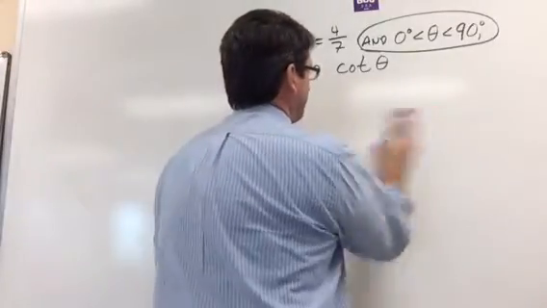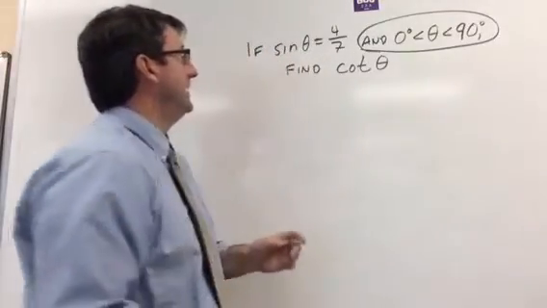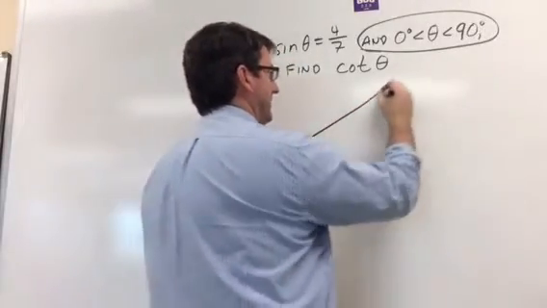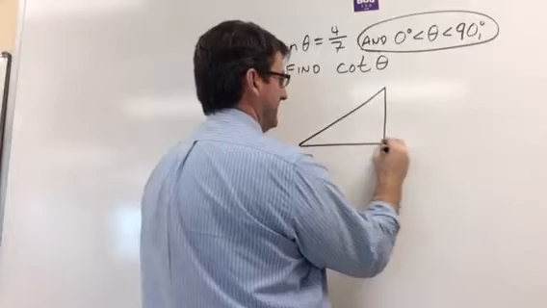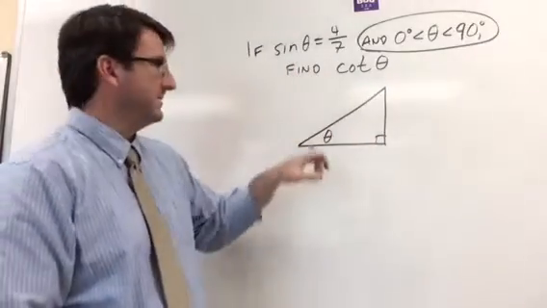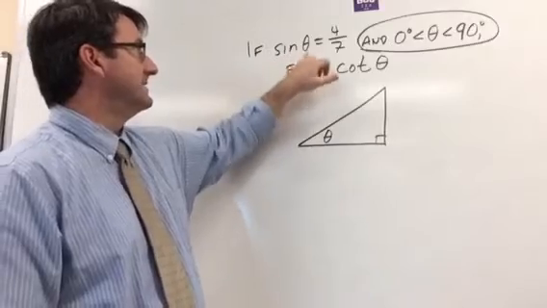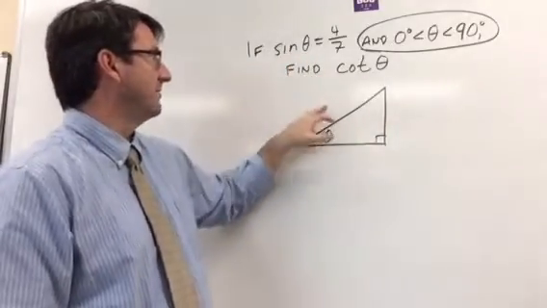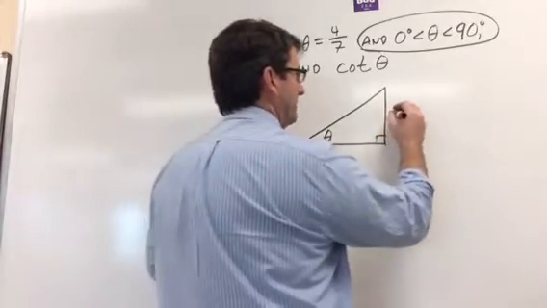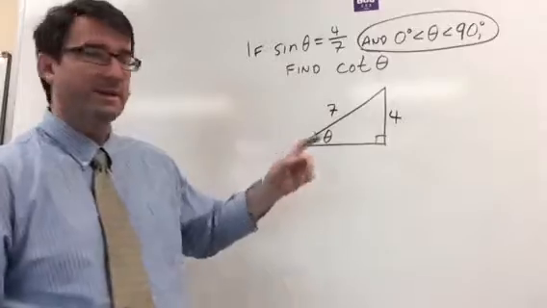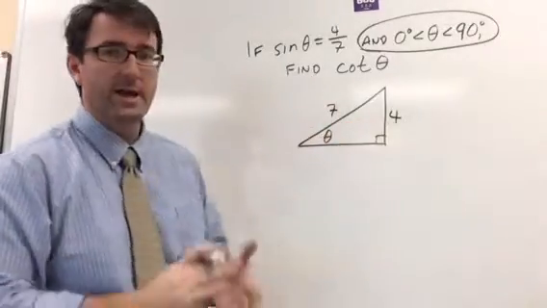All right. So the easiest way that I found to do this is to draw our little right triangle here and call this angle theta. So if this is angle theta and sine of theta is 4 over 7, remember sine is opposite over hypotenuse. So let's call this 4 and this 7. That would mean that the sine of theta is 4 over 7.